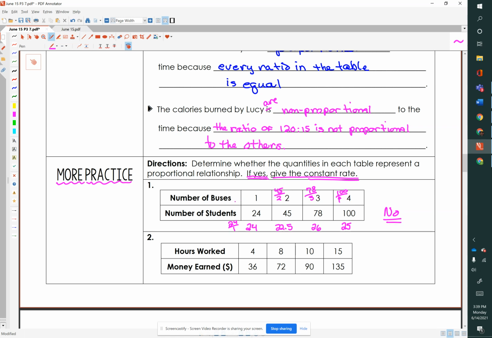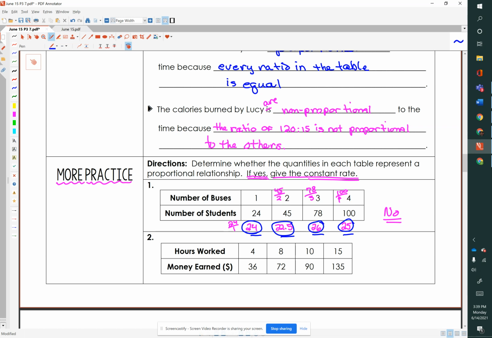And that was number of students according to number of buses. So one bus has 24 students, and 2 buses have 45, which evens out to 22 and a half students per bus. Of course, you can't have a half student. When they filled 3 buses with 78 students, the rate was 26 students per bus. And with 4 buses, 100 students, the rate was 25 students per bus. Because these are different, this is not a proportional relationship.